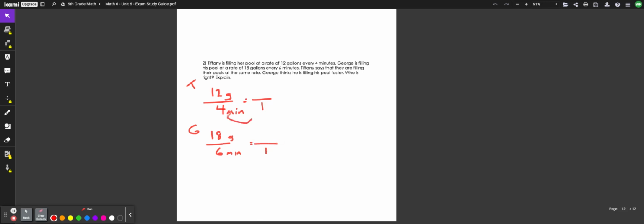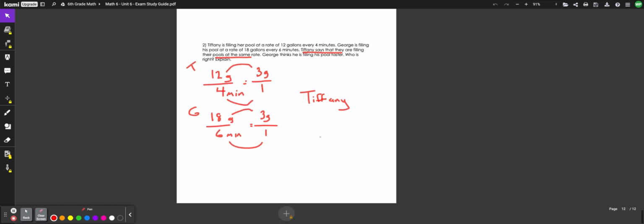So if we divide by 4, this would be 3 gallons in 1 minute for Tiffany. Divide by 6, this would be 3 gallons for George. So Tiffany had said that they're filling their pools at the same rate. Tiffany is correct. Both her and George are filling their pools at a rate of 3 gallons for every 1 minute.